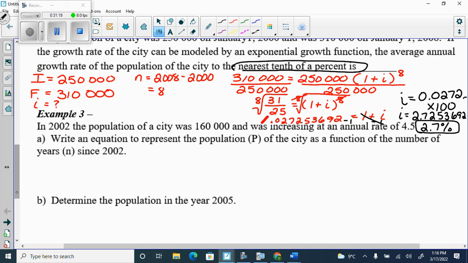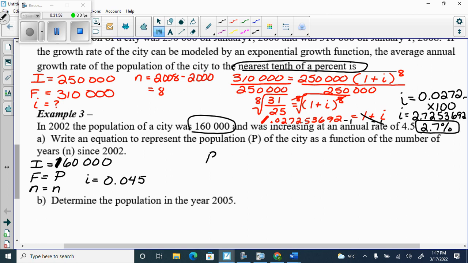So, what is 160,000? The initial. My final, they're saying, represents as P. So F, they want as a capital P. Number of years, they want as N. What's the interest rate? 0.045, because you go 4.5 and you divide it by 100. They just want the equation with P and N being P and N, not solving for anything.